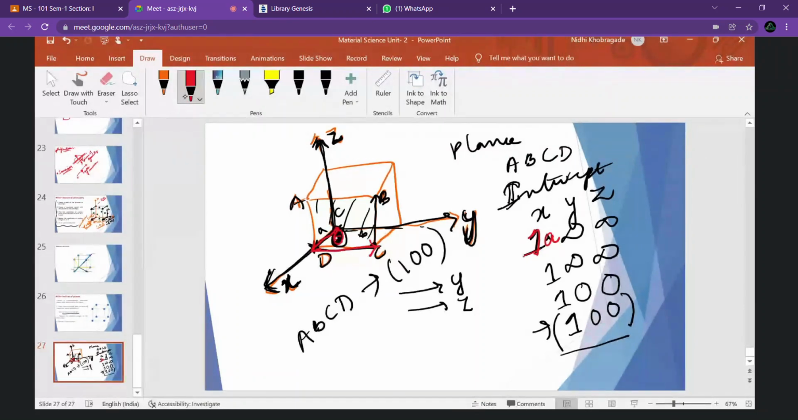Here you can see the plane is parallel to this particular axis, the y-axis. Because they are parallel with each other, they will meet at an infinite position. So the intercept on the y-axis will be infinity.